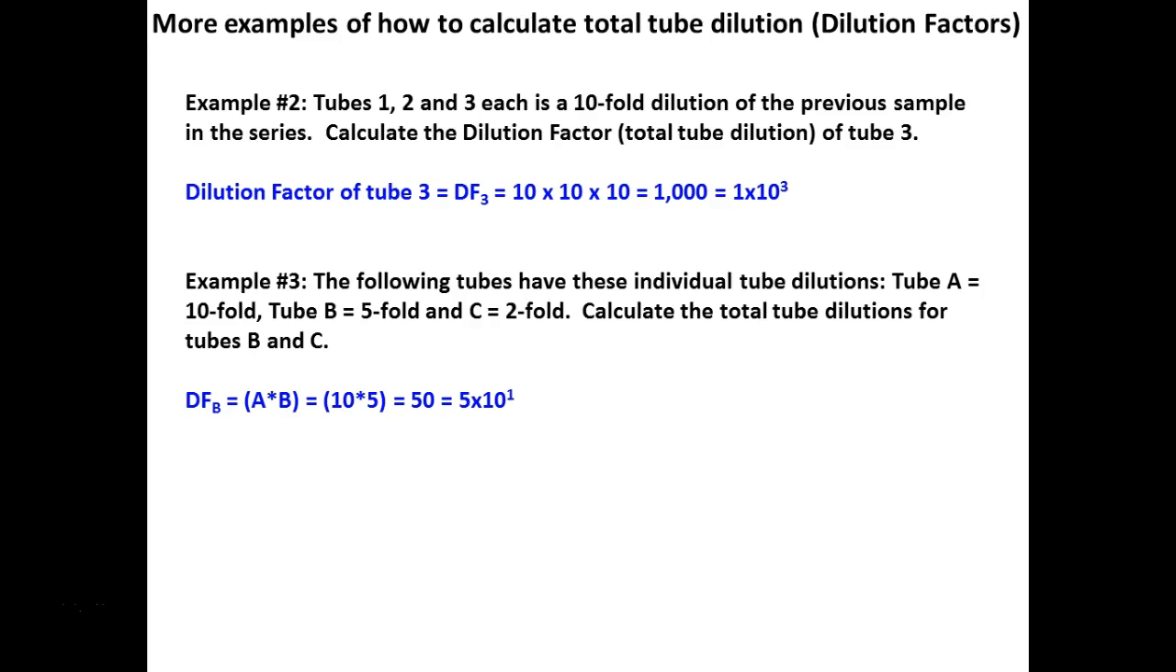So now if we had to figure out what C is, what do we need to multiply? 50 times 2. Or we could start all over again, but why would you want to do that? You've already multiplied A plus B. You know that's 50. You could just times it by 2. But in essence, you are multiplying all the tubes before it, including that tube, to get its dilution factor.